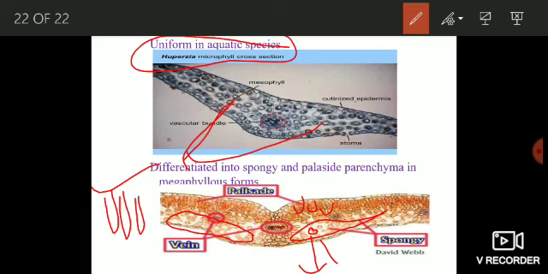The spongy parenchyma has a lot of intercellular spaces between the cells, which is why it is known as spongy parenchyma. But in palisade parenchyma, the cells are closely placed to each other, closely packed, and the individual cells are elongated. But what about spongy parenchyma? The cells are circular in outline.